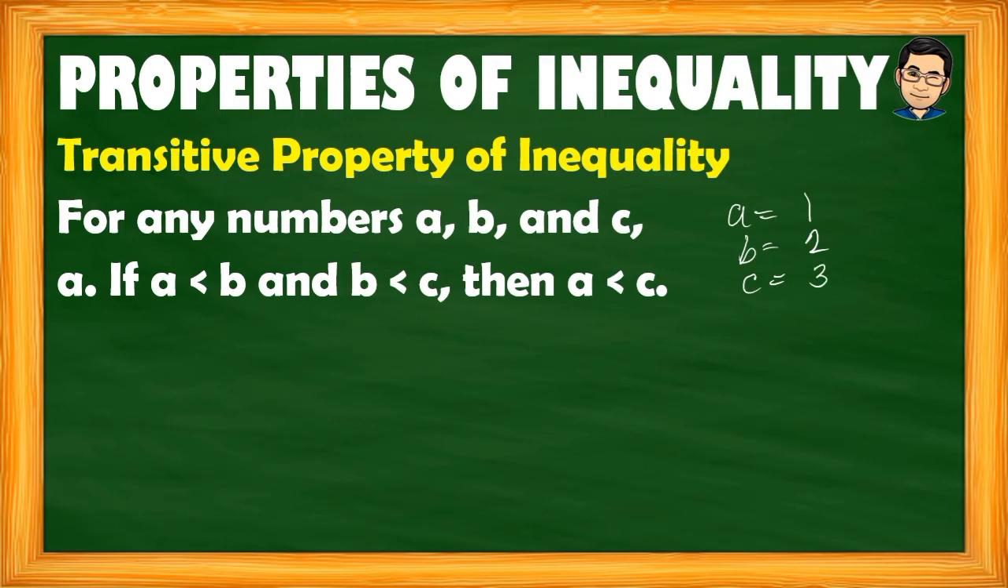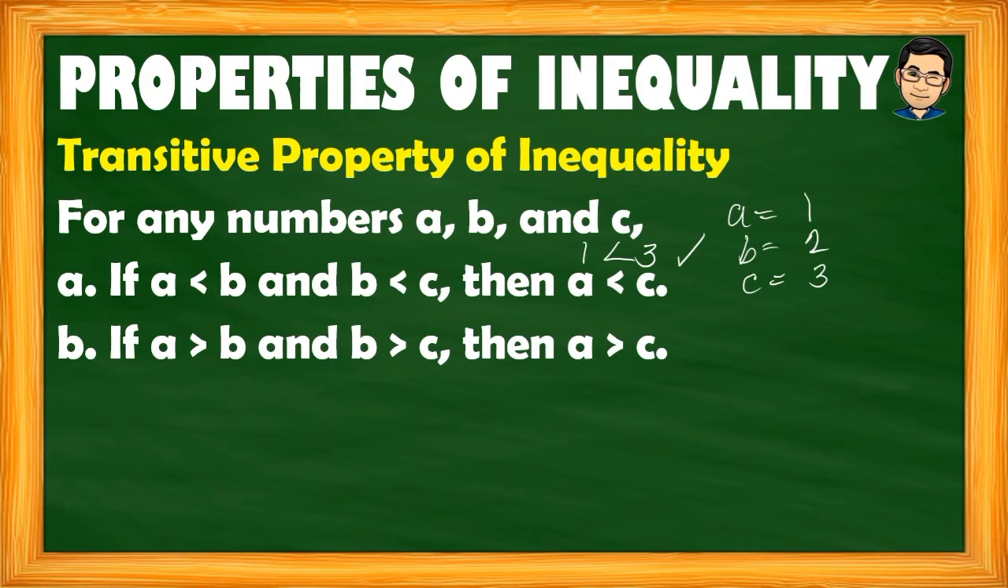So, i-analyze natin. So, if A is less than B, so, 1 is less than 2. So, tama siya. And then, B is less than C, that is 2 is less than 3. Okay, so, kung yung value ng A ay mas mababa sa B, at yung value ng B ay mas mababa sa C, therefore, yung value ng A is mababa sa C. So, that is 1 less than 3. So, that is true. Next, if A is greater than B and B is greater than C, then A is greater than C.